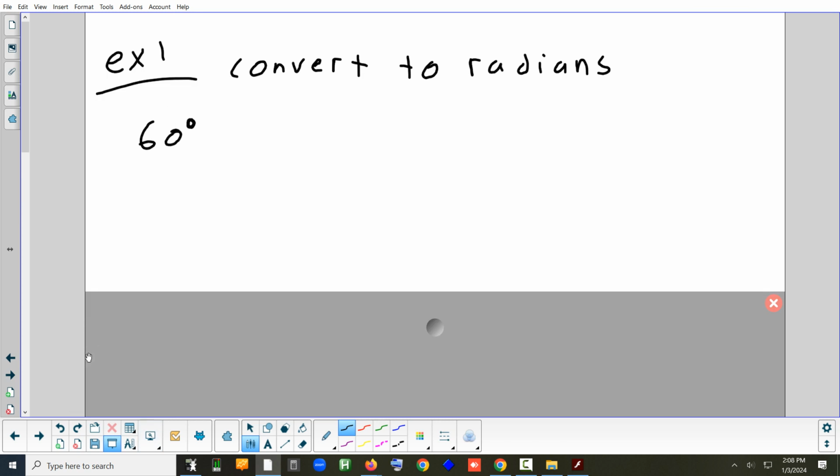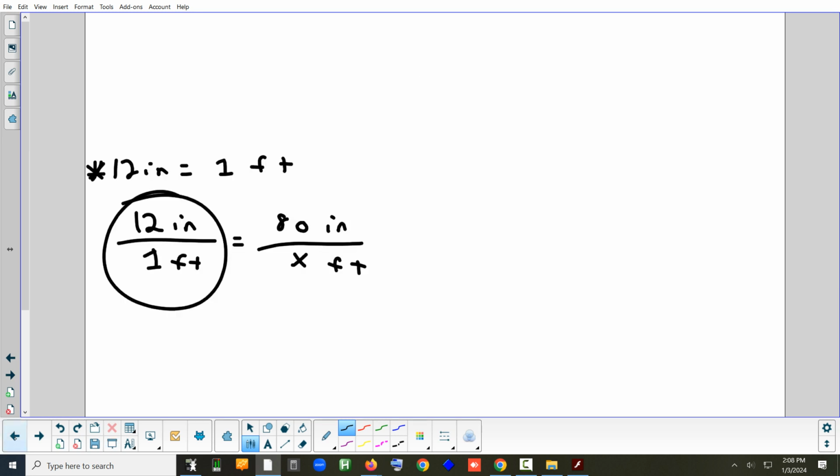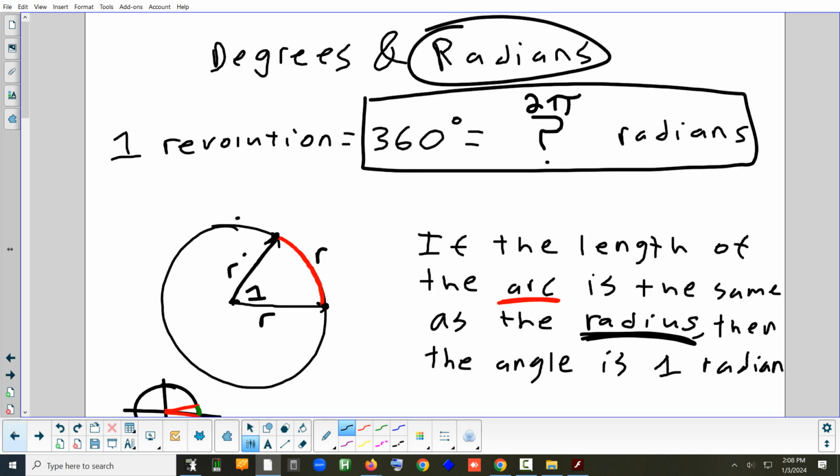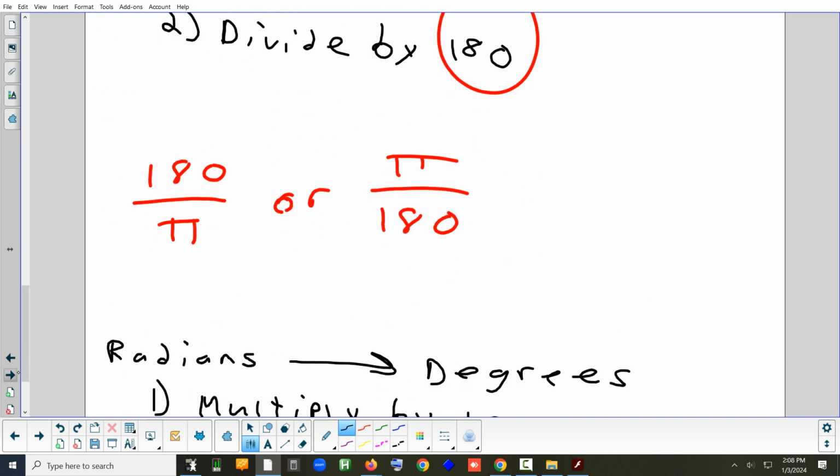Okay, so first thing I would do is this. Let's make it a fraction. Eventually, you might not have to do that. You can probably skip that step, but let's start with that step. Now, we're going to multiply this by one of two things. It's either going to be the 180 over the pi, or the pi over the 180.